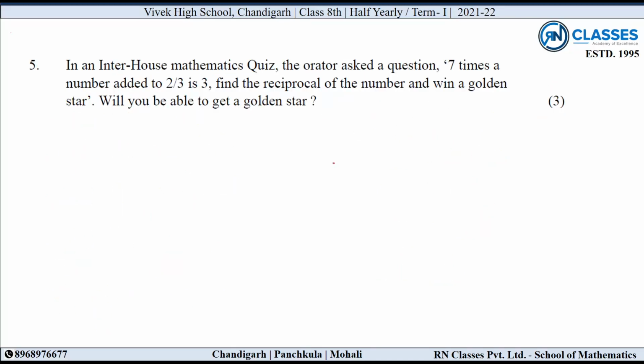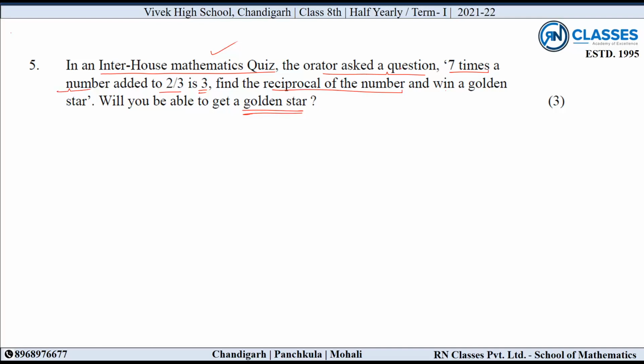Question number 5. In an inter-house mathematics quiz, the orator asked a question. 7 times a number is added to 2 by 3, and that becomes equal to 3. Find the reciprocal of the number and win a golden star. Will you be able to get a golden star? Yes, definitely I'll be able to get a golden star. Let's see. Solve kar lete, golden star to mil hi jayega.